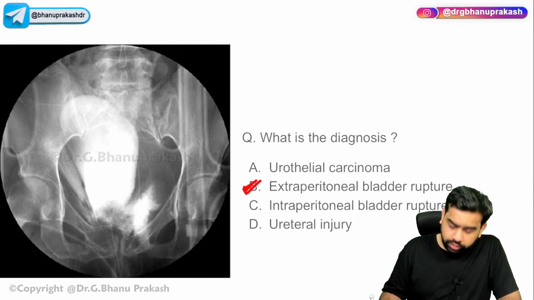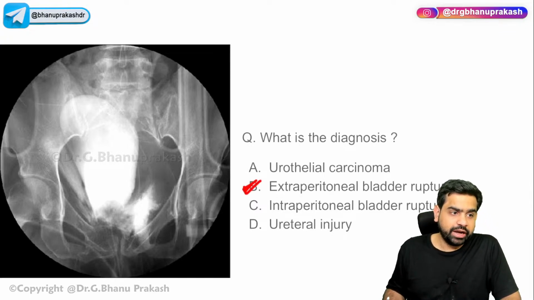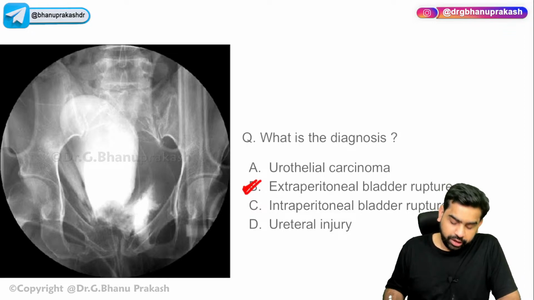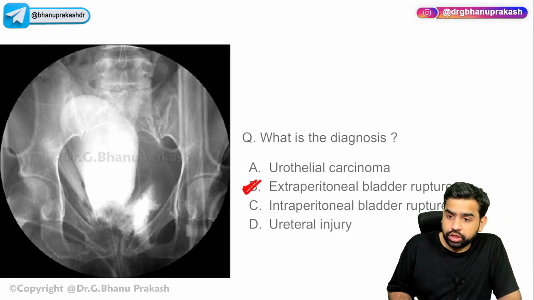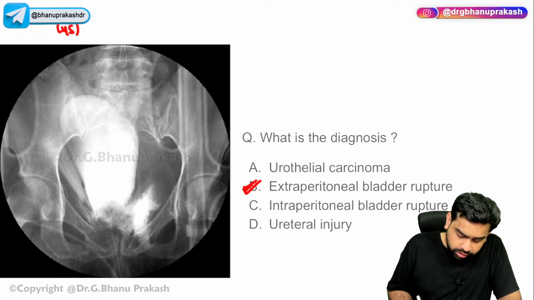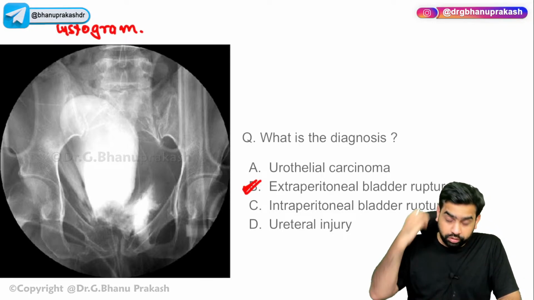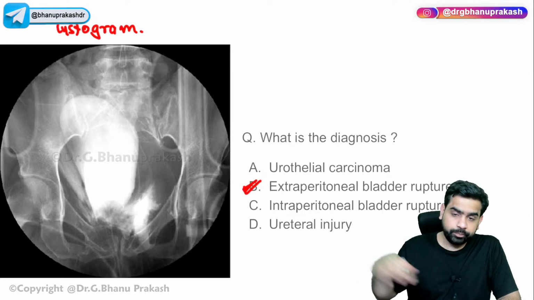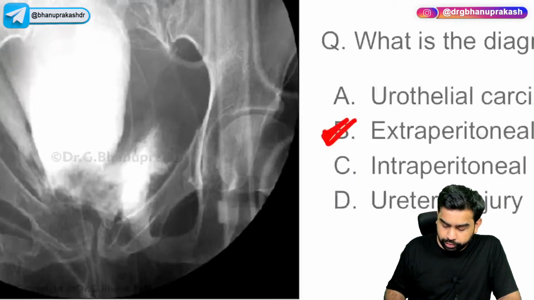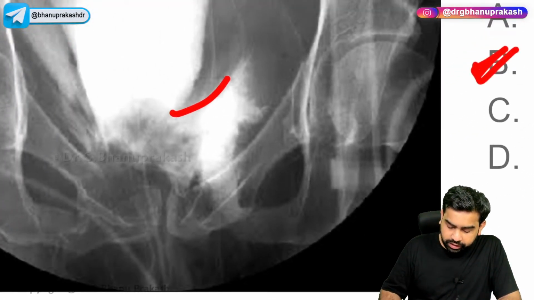The answer is extraperitoneal bladder rupture. It's not an intraperitoneal bladder rupture. First of all, what is this investigation? This is a cystogram. You have filled the dye inside the bladder, and I hope you can appreciate that the contrast is coming out from over here.